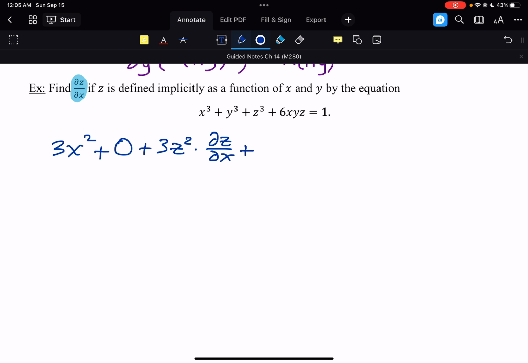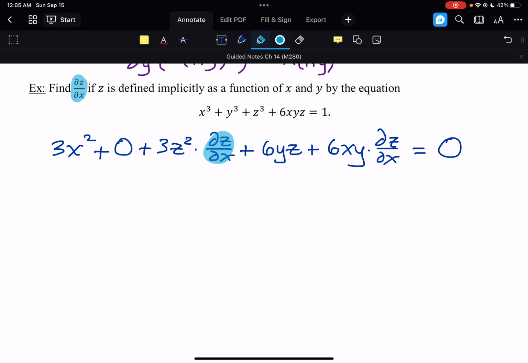So we're going to get 6yz. So we took the derivative of the x, which was 1, plus 6xy. We took the derivative of the z, which is 1. But we do have to include partial z with respect to x because we differentiated the z. Equals derivative of 1 is nothing.